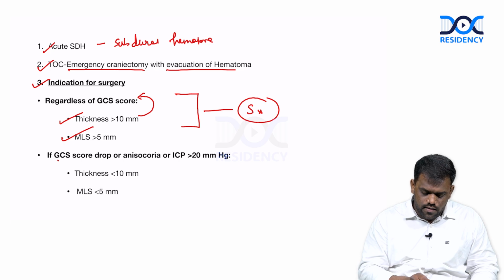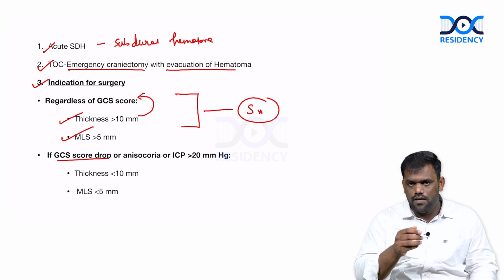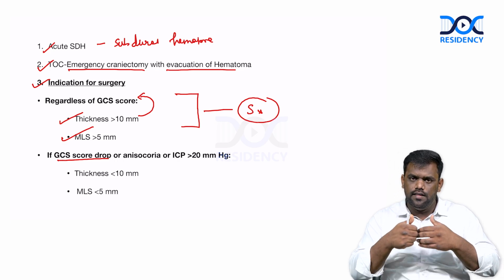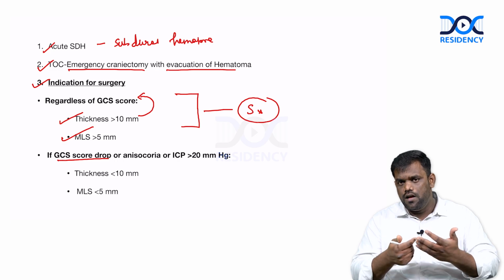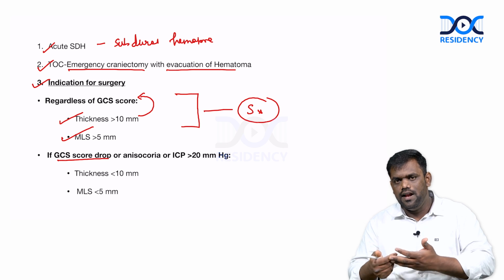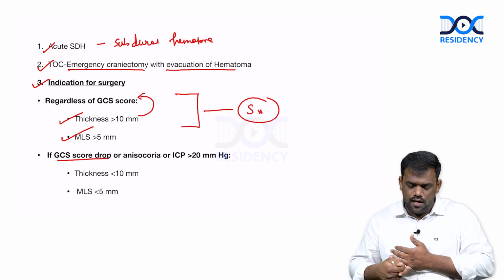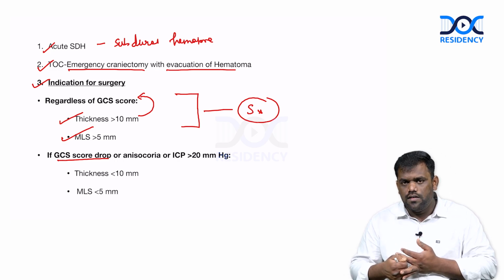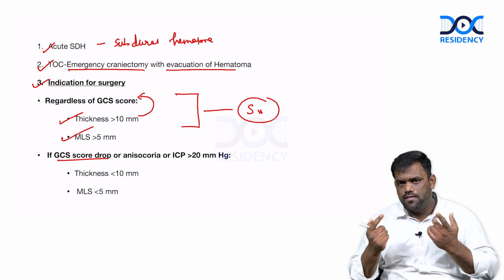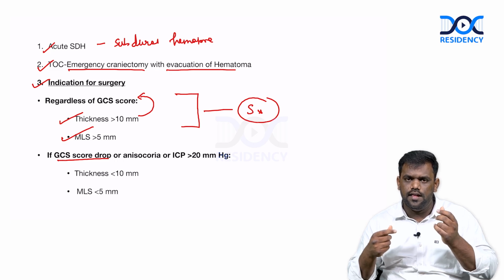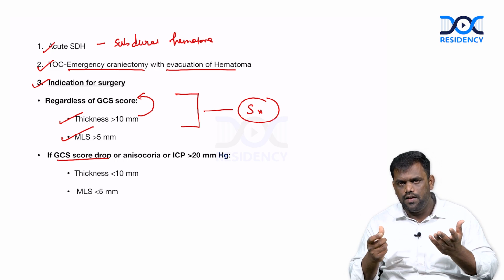Suppose the patient has a drop in the GCS compared to the presentation. While receiving the patient, you check the GCS and it was 14. After 2 or 3 hours you check again and the GCS is less than 10. That is a drop in the GCS. Or whenever the patient has anisocoria. So what is anisocoria? It is an abnormality of pupil size: one pupil will be normal and the other abnormal. The variation in size between the two pupils is called anisocoria. That all indicates that herniation has happened.